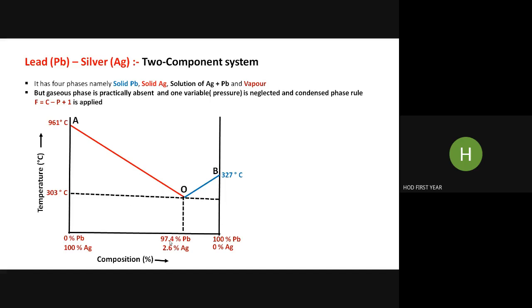And this is the composition. Okay, corresponding to the point O, 97.4% of lead and 2.6% of Ag. This is the saturation point. So beyond this, silver cannot be added into lead. Lead cannot be added into silver. You understand? If you start adding, there will be phase separation. That is no more alloy.